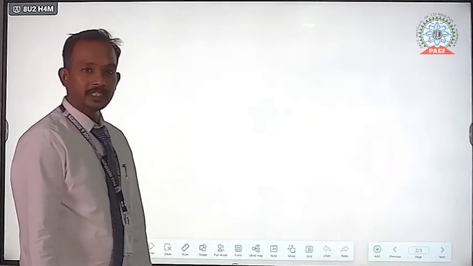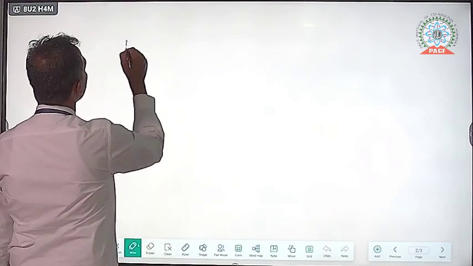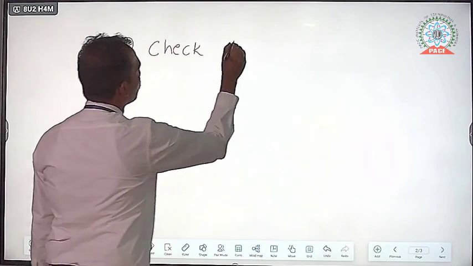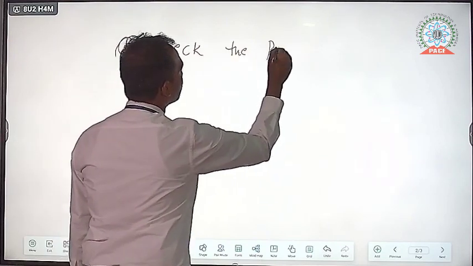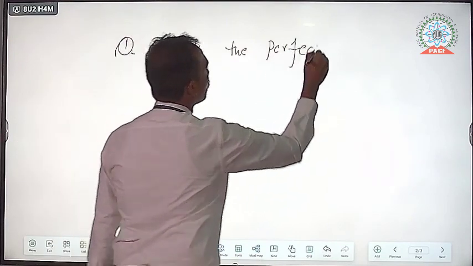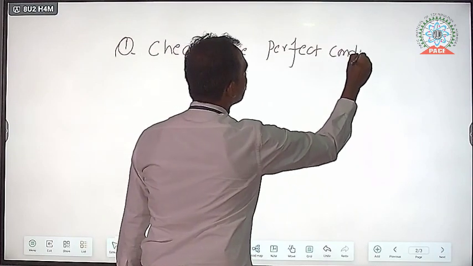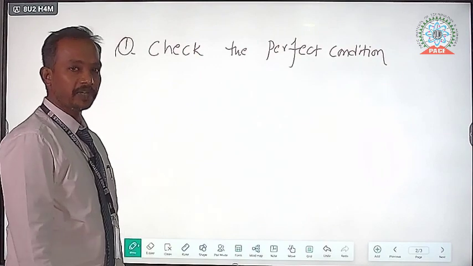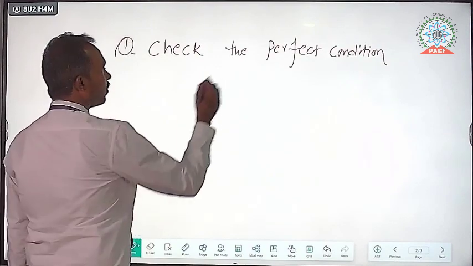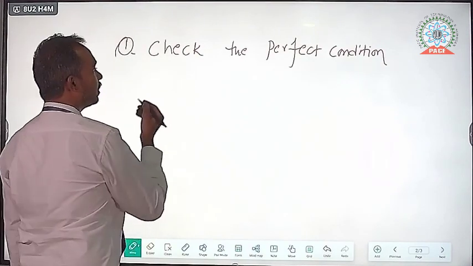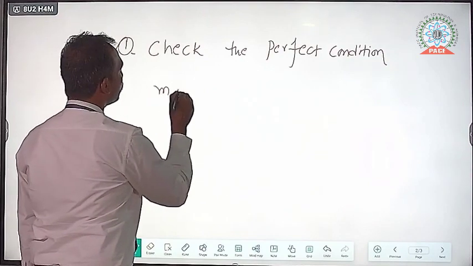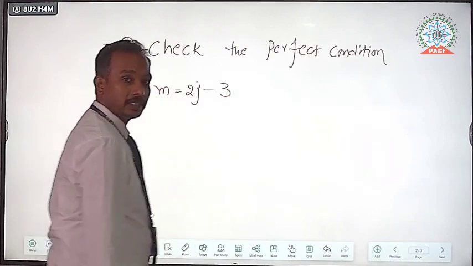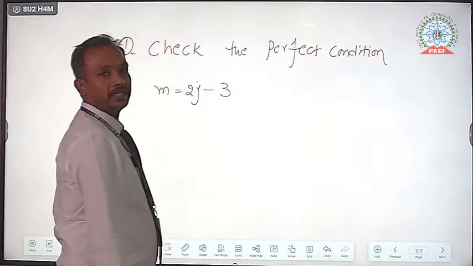So what is the first step? Check the perfect condition. Check the perfect condition. For this we have the equation m is equal to 2j minus 3. m is equal to 2j minus 3.